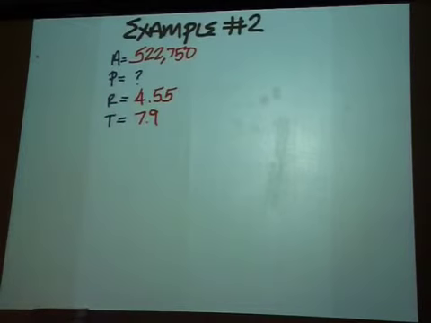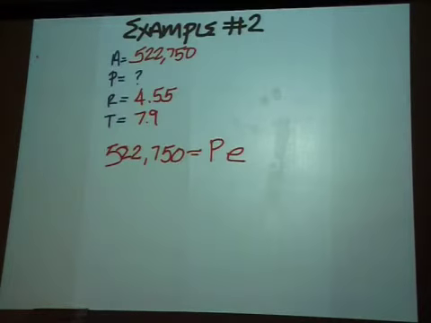The end amount is $522,750. We don't know what we started with, but we do know the rate is 4.55% and the time was 7.9 years. Set up the equation with $522,750 equal to a principal we don't know times e to the RT power, and R is 0.0455 and the time is 7.9.